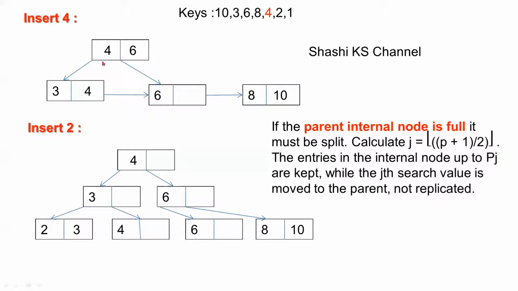Check out in your parent node, when I have to replicate 3 in the parent node, it had 3, 4 and 6. Fine. My parent node had 3, 4 and 6.